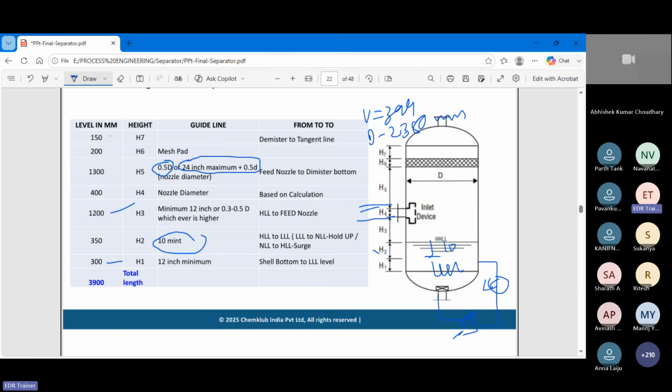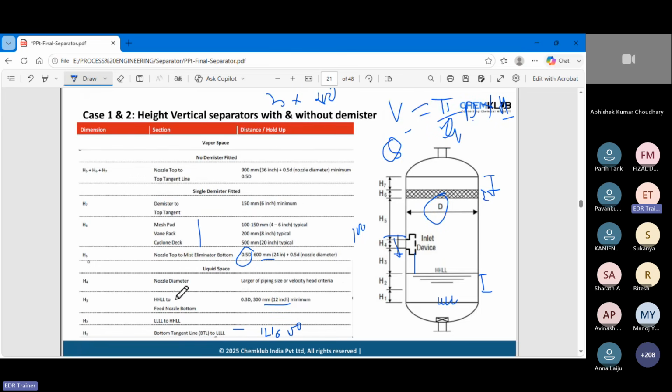How to define the levels for H1, H2, and H7? I have already explained. Ask the coordinator, and they will share the PPT with you, or you can take a snapshot to understand how it is calculated. The formula and guidelines are in this table. It may also change according to the requirement. Suppose some company says this is not 0.5D, I have to calculate taking 0.45 or 0.4. Then you have to follow that. These guidelines change from company to company based on the requirement.